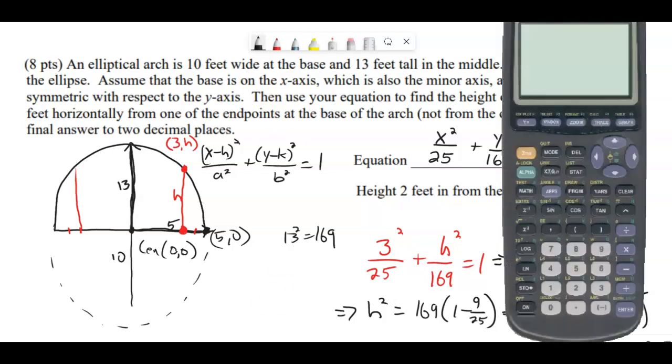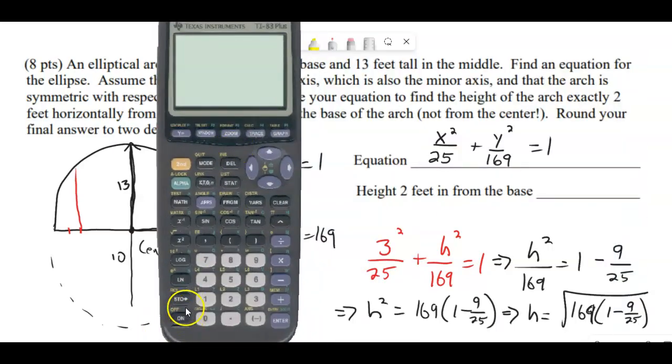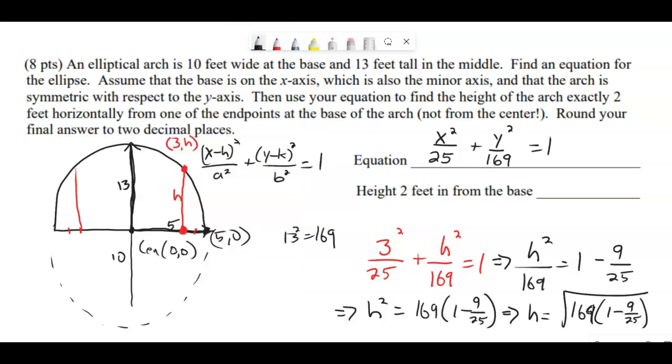Okay, so let's pull out a calculator and check this work, at least find this answer. Square root, 169, parenthesis, 1 minus 9 divided by 25, close the inside parenthesis, close the square root parenthesis. It's just giving us 10.4. That seems really nice. Since it does say round to 2 decimal places, 10.40 would be the appropriate answer. And it is height feet.